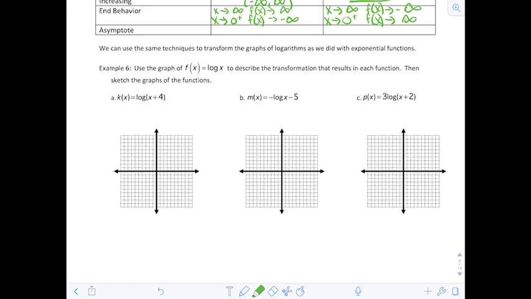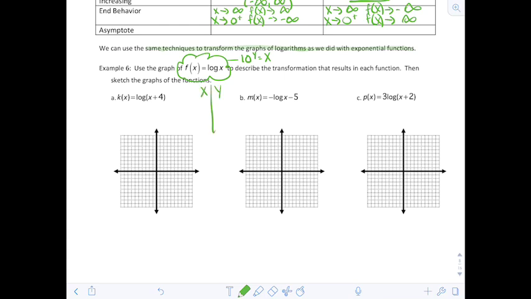Okay, so now we're going to apply the same techniques to transform these graphs as we did with exponential functions. So we are going to use f of x equaling the log of x to describe the transformation in each function. So what I want to do is look at this as an exponential and get some points with this. And these are just going to be sketches. We know the behavior of these logs and exponentials, so we just need a couple of points to steer us in the right direction. So I'm going to write this as 10 to the y power equals x.